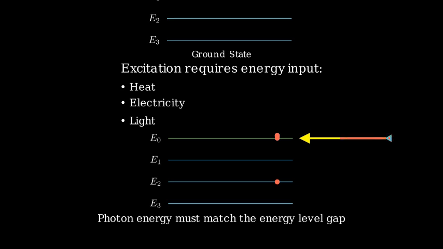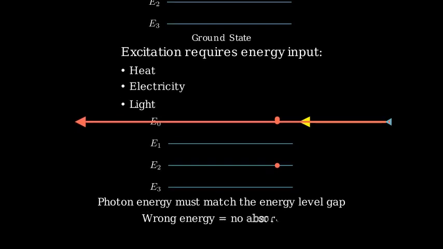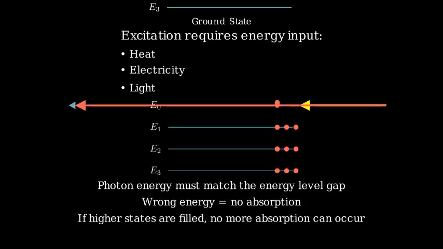It's like trying to jump upstairs. You need just the right amount of energy to reach the next step. Too little, and you won't make it. Too much, and you'll overshoot. Also, if all electrons are already in higher energy states, there's nowhere for them to go, and they can't absorb more light of that specific energy.